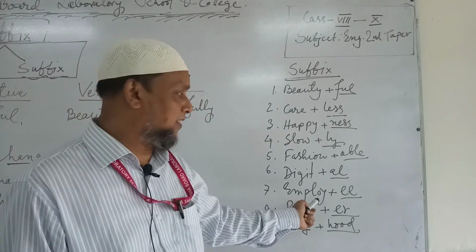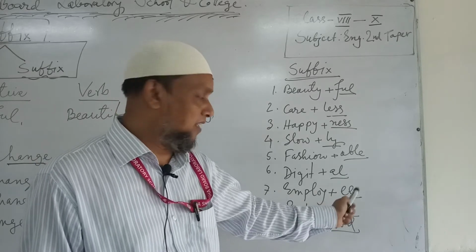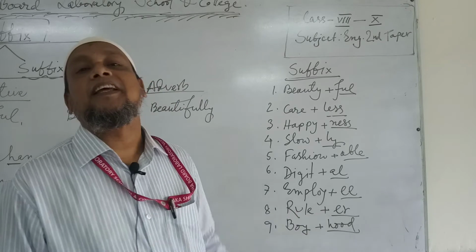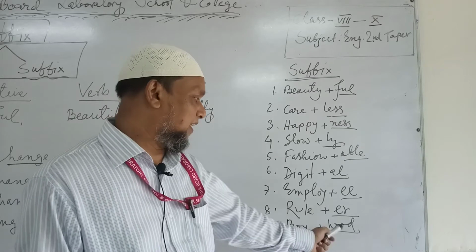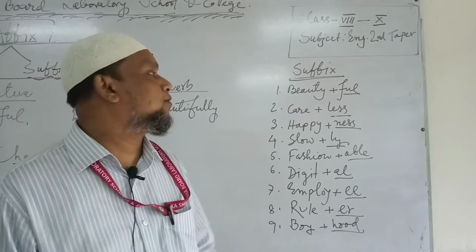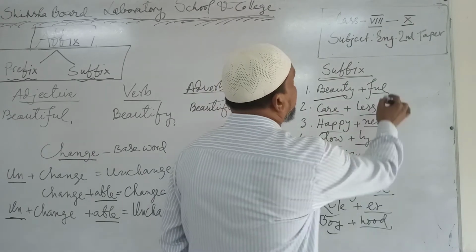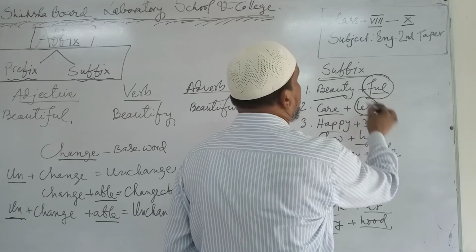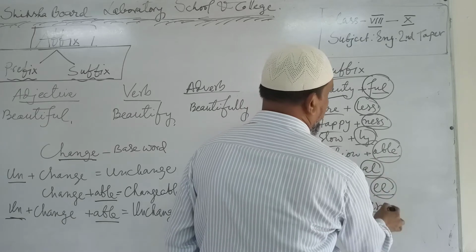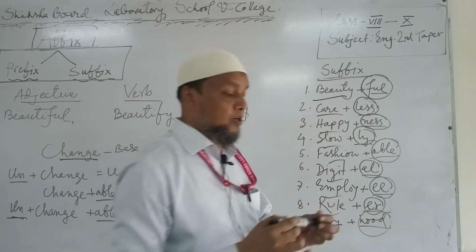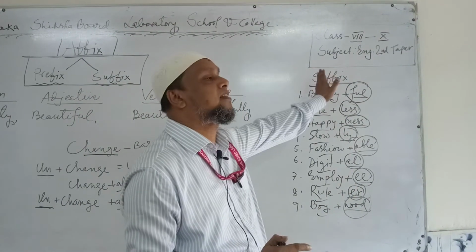Then the word is employ. If I add double e, the word becomes employee. Then the word is rule. If I add er, the word becomes ruler. Then finally the word is boy. If I add hood, the word becomes boyhood. So these are the base words, and some other letter or letters I have added after the base word, and the words become different. So if we add the letter or letters after the base word, it is known as suffix.